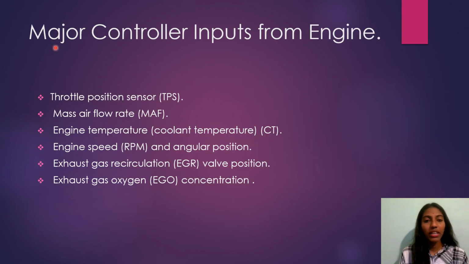Now we'll see major controller inputs from the engine. First one is throttle position sensors, TPS, mass airflow rate, we can call it as MAF. Engine temperature or coolant temperature, we can also call it as CT. Engine speed, RPM and angular position. Exhaust gas recirculation, EGR value position. Exhaust gas oxygen, EGO concentration. All these are the inputs from the engine we used in the previous block diagram.